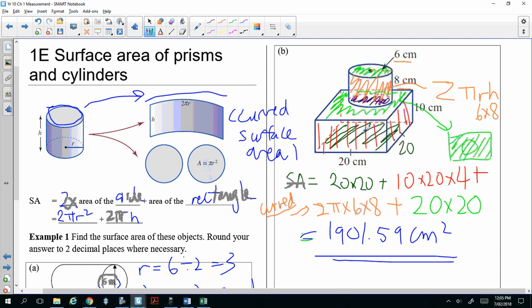Well done, that's good. Now we need to do one more exercise, which is the next one, surface area of pyramids and cones. So that's new to you. Surface area of a cone is new, so we need to develop a new formula.